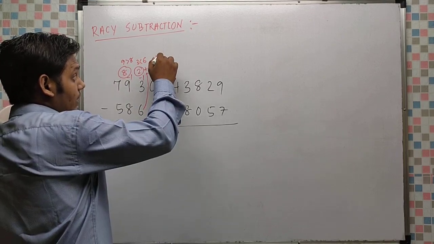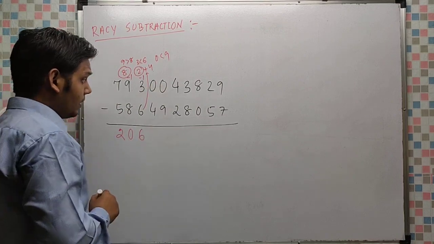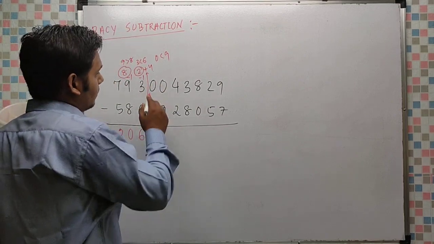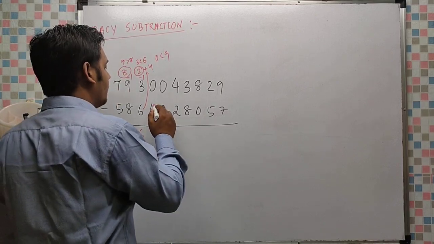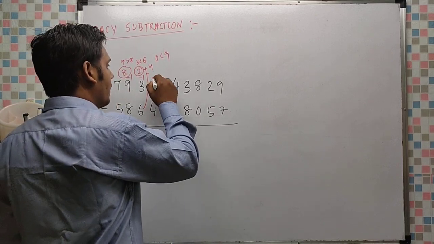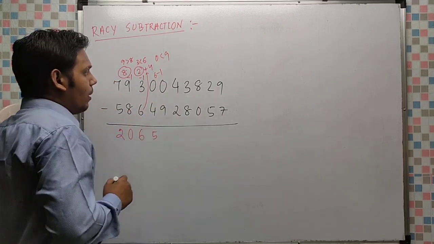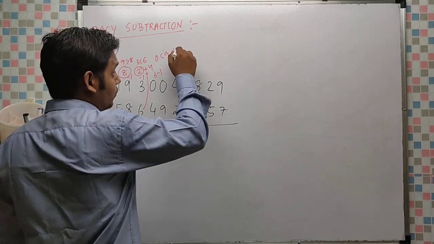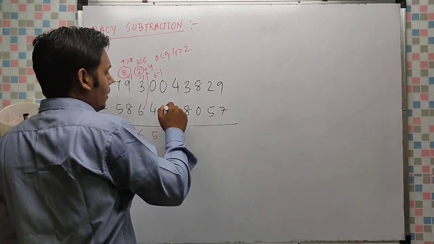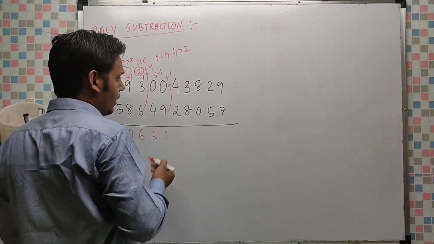Again 0 is less than 9. So what you have to do? 0 is less than 9 means this number will be decreased by 1. Otherwise 4 complement is what? 6. 6 will be decreased by 1. 6 minus 1, that is 5. Now 4 is greater than 2. 4 is greater than 2 means 9 complement directly you have to add, 0 plus 1, that is 1.